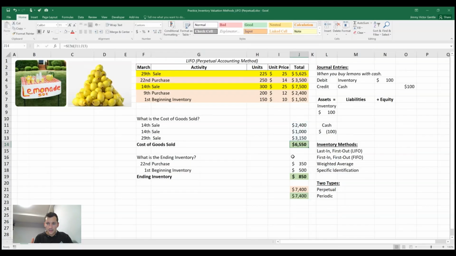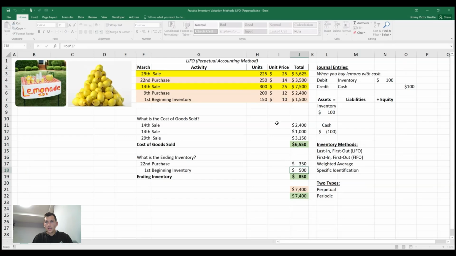Now to calculate the ending inventory, if you remember, at the beginning of the month, we sold some lemonade on March 14th. And the amount of lemonade left was the 350 we had minus the 300 we sold. So there were 50 units left at the bottom of the pile. And so to calculate that, we did 50 units left times the $10 of inventory.